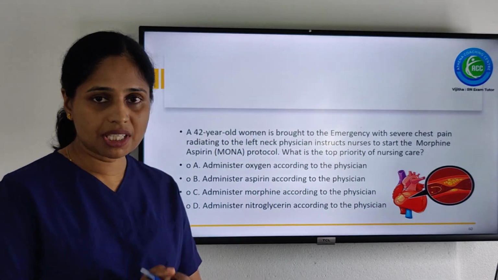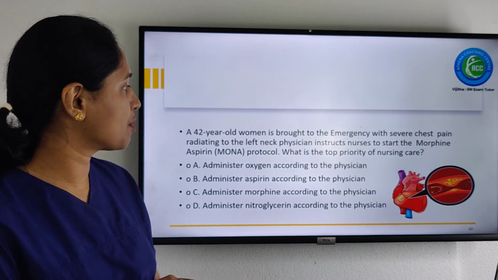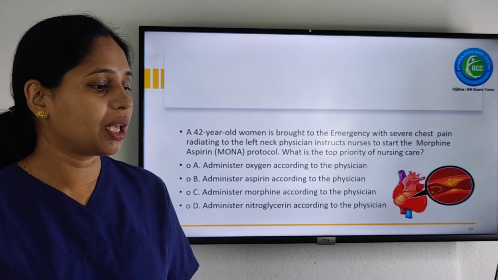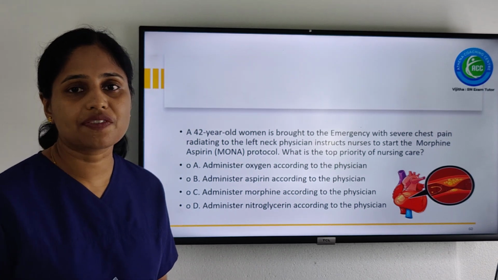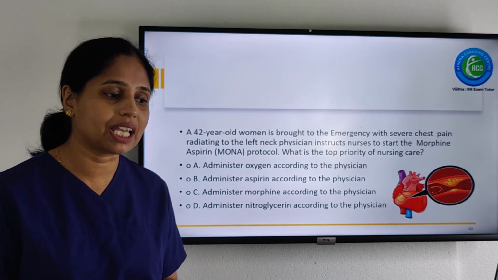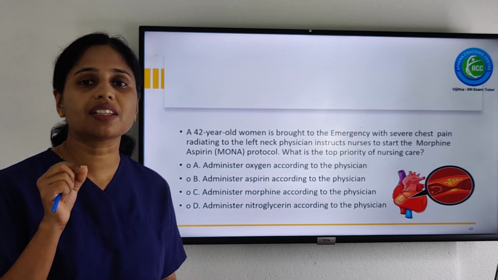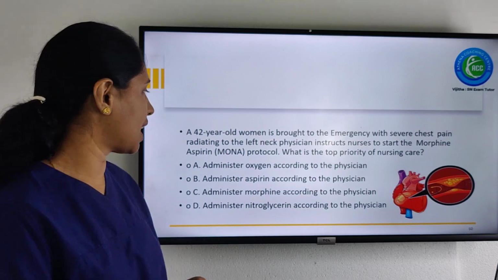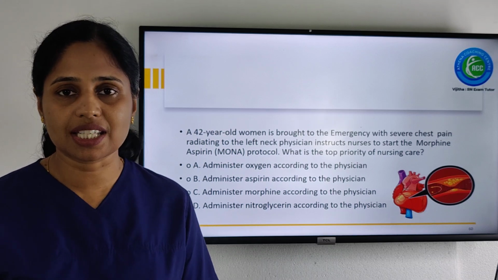So here the question is a 42-year-old woman who is brought to the emergency department with severe chest pain radiating to the left neck. What could it be? It could be either angina or myocardial infarction. Here the physician instructs the nurse to start the morphine aspirin protocol, that is the MONA protocol. So what is the priority nursing care?